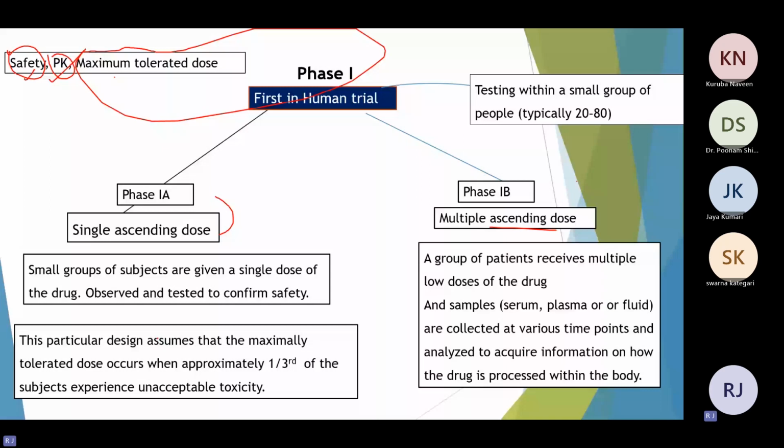in phase 1B, a group of patients receive multiple low doses of the drug. Here all people are receiving a single dose of a drug. Okay, just remember, here people are receiving multiple doses of a drug.